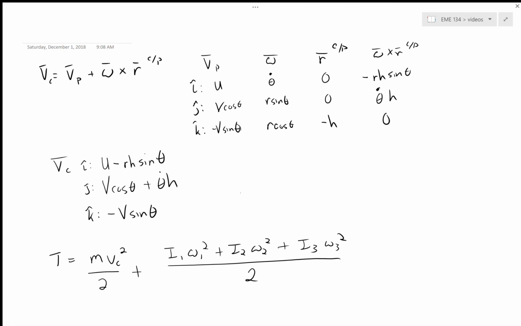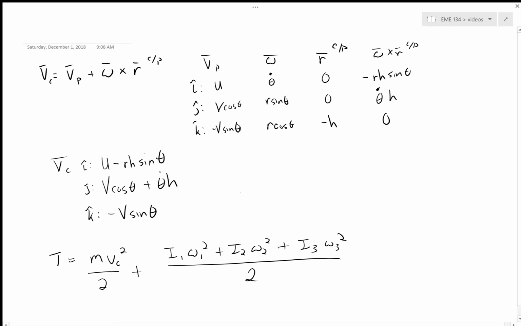When you do the cross product, you find that you have an I hat component, negative RH sine theta, and a J hat component, theta dot H. We put those together, and VC then looks like what I have there. It has U minus RH sine theta, V cosine theta plus theta dot H, and negative V sine theta. So that's going to give us the VC squared in that T equation for kinetic energy that I have.